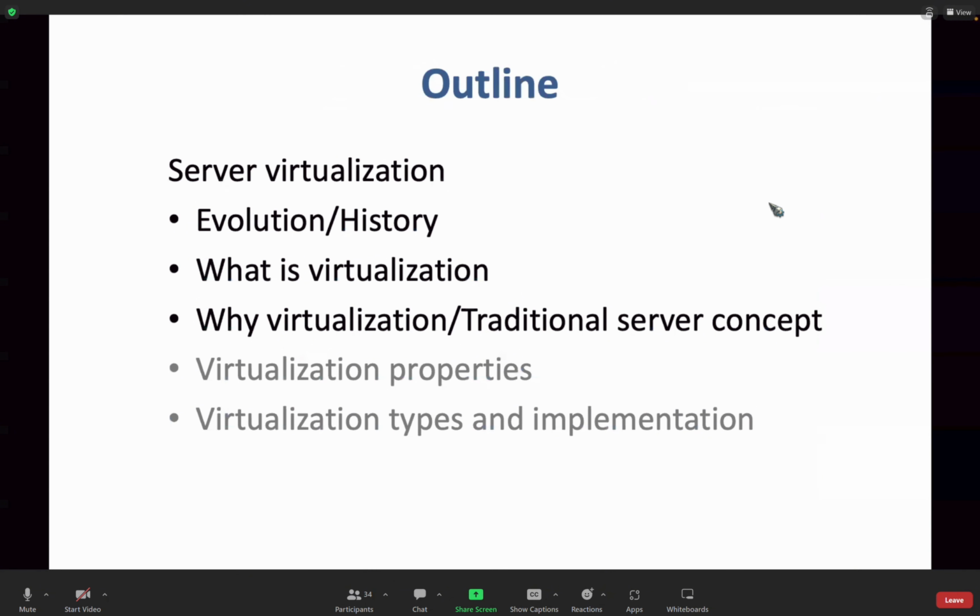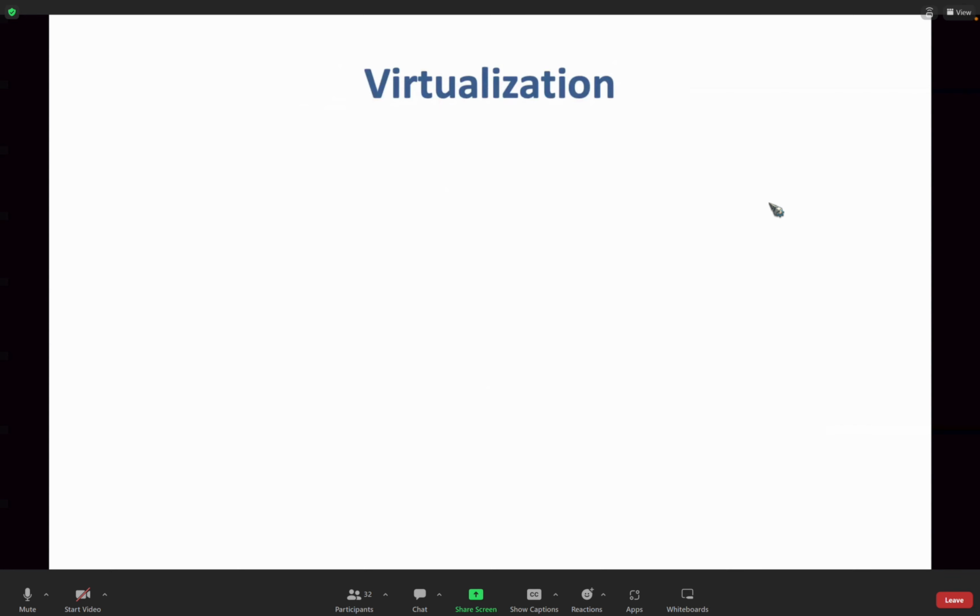If it's not server virtualization, what other virtualization are we going to talk about in this class? Remember three major resources of cloud, right? Compute, storage, and network. So server virtualization, storage virtualization, network virtualization, those are the techniques we are going to talk about. And the first thing is server virtualization. We're going to talk about a little bit of history and what it is.